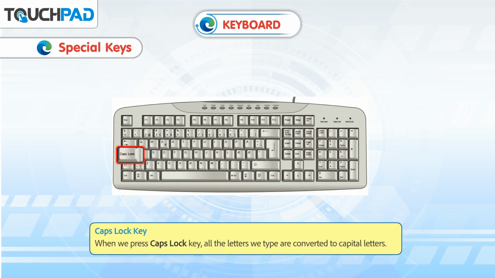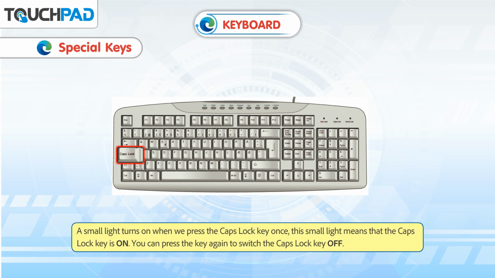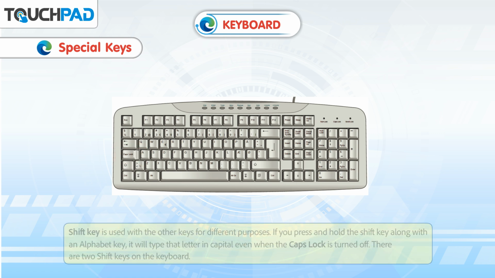Caps lock key. When we press caps lock key, all the letters we type are converted to capital letters. A small light turns on when we press the caps lock key once. This small light means that the caps lock key is on. You can press the key again to switch the caps lock key off.